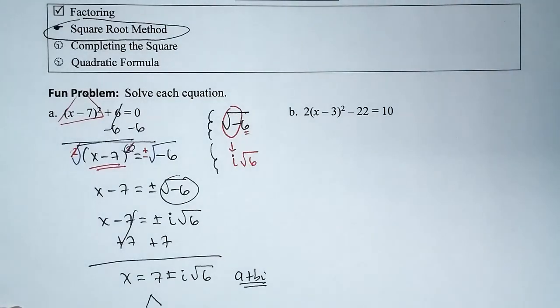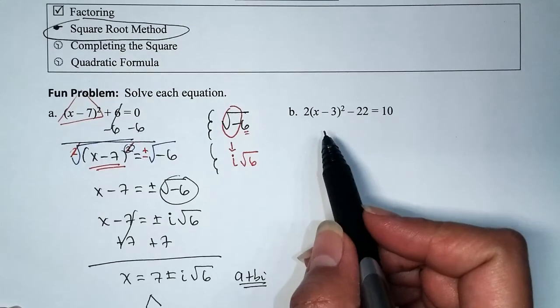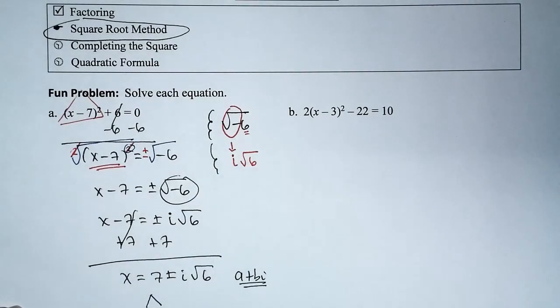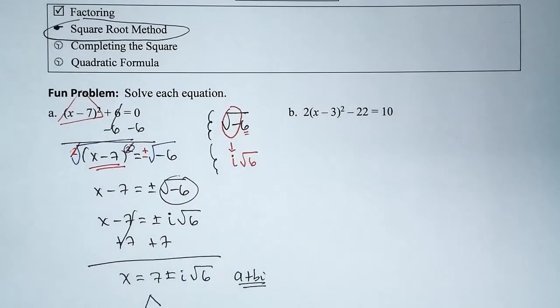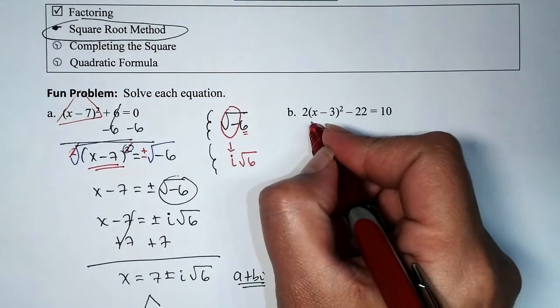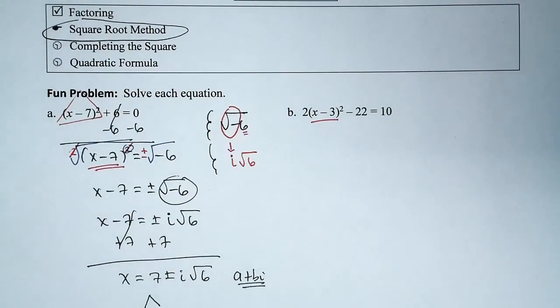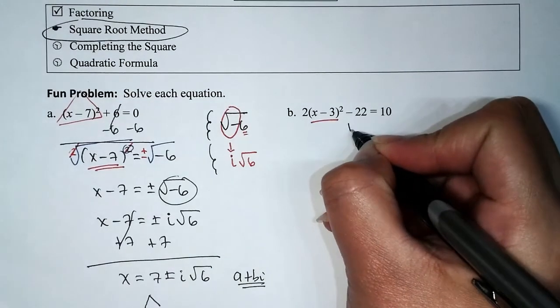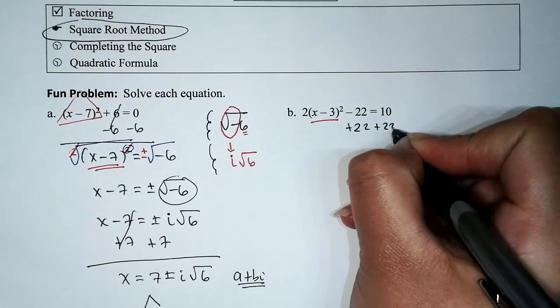Okay, I digress. Let's come to our problem. So to answer the question, can we solve it by using the square root method? Yeah, because we have squared parts and number parts, no loose x's, no loose linear terms. So our first goal is to isolate the squared part. If you're not with the squared part, you've got to go. Let's go ahead and add 22 to both sides.